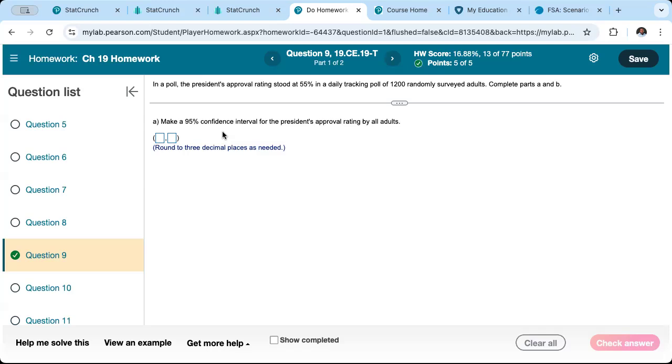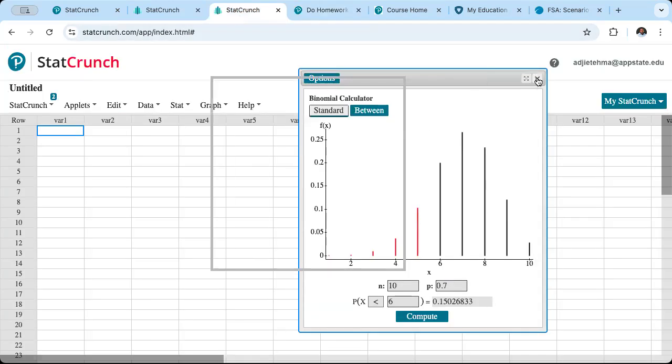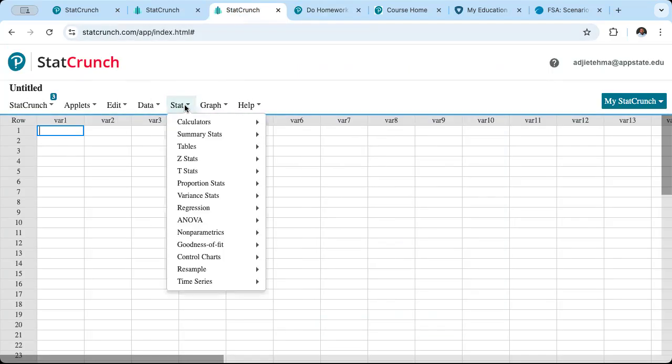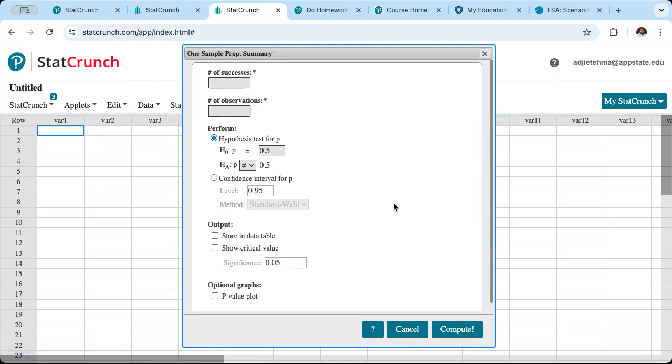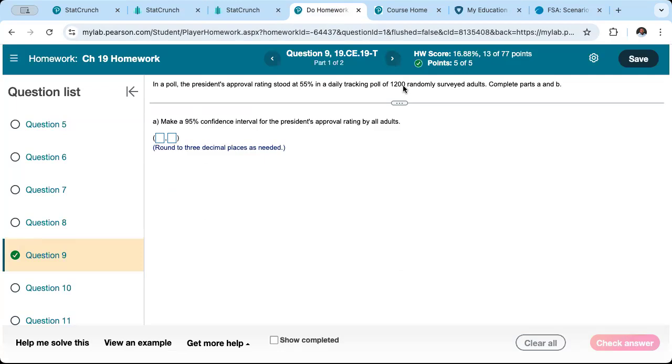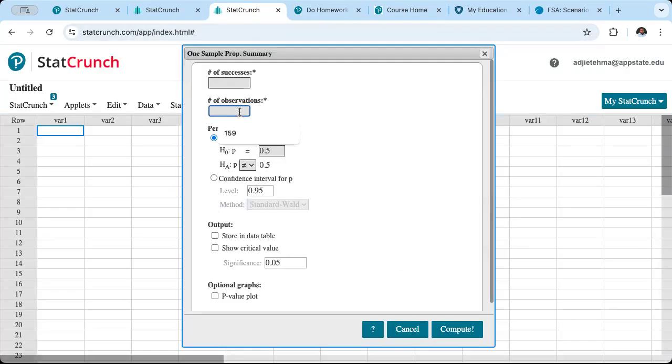So let's try to do this in StatCrunch. We'll just go to StatCrunch, go to Stats, and go to Proportion Stats, one sample with summary. Proportion Stats, one sample with summary. We click on that. Is that okay? In my, I don't know for yours, but for mine, N is 1,200. Is that okay? So I put that here.